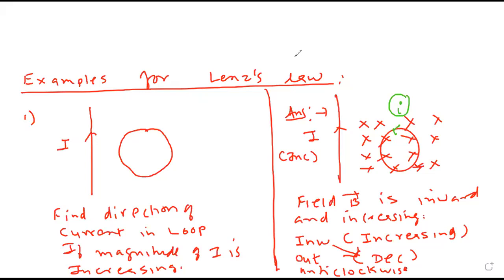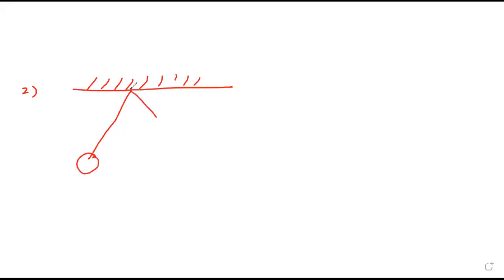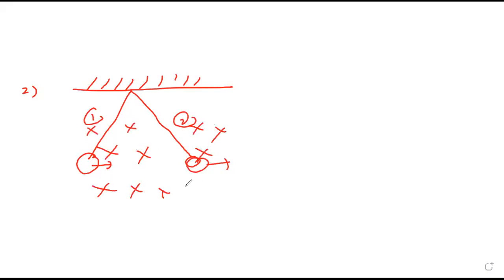Done. Yes. One more we will see. A conducting metal rod is made to go inside the field at one position and moves outward at the second position within this field. We want the direction of current in the first and second coil.